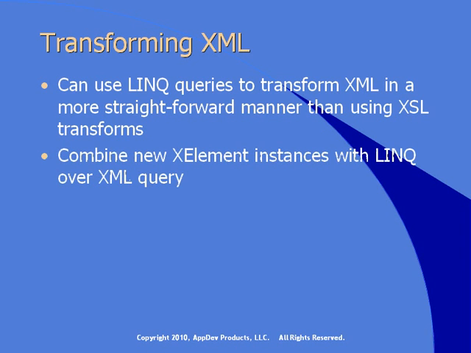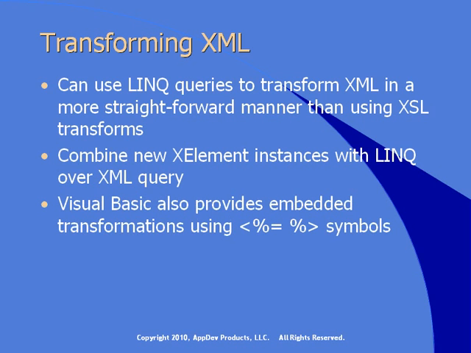To do this, you combine new XElement instances with a LINQ over XML query. As you'll see, you can, in your select clause, output whatever you want from this query. It's a pretty interesting technique. To make it easier, Visual Basic also provides embedded transformations using angle bracket %, just like ASP.NET does, that is replaceable tokens within the output. Let's look at an example that demonstrates how you can transform XML using LINQ in language-specific features.